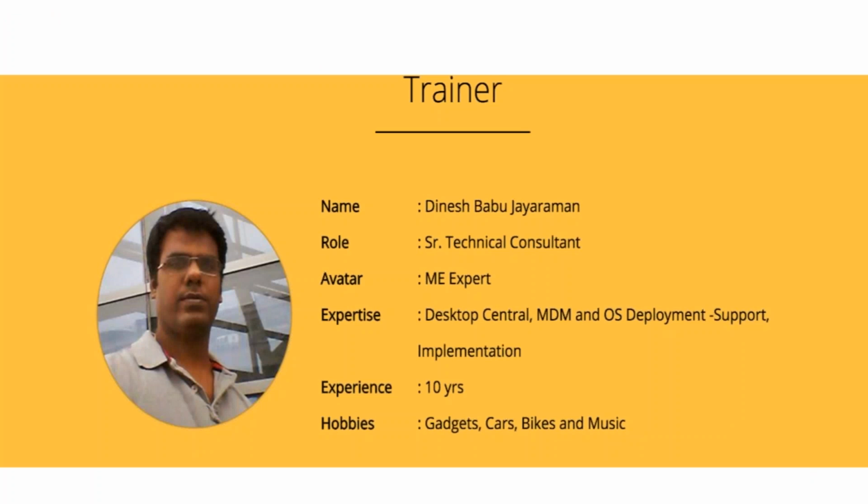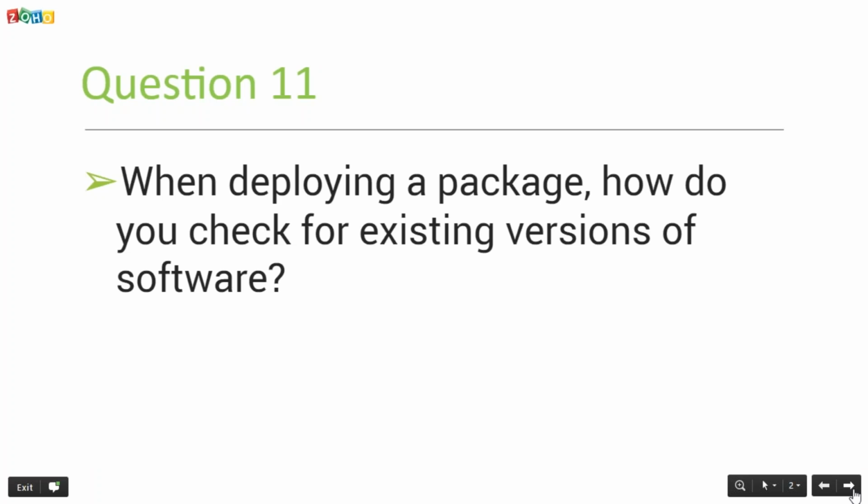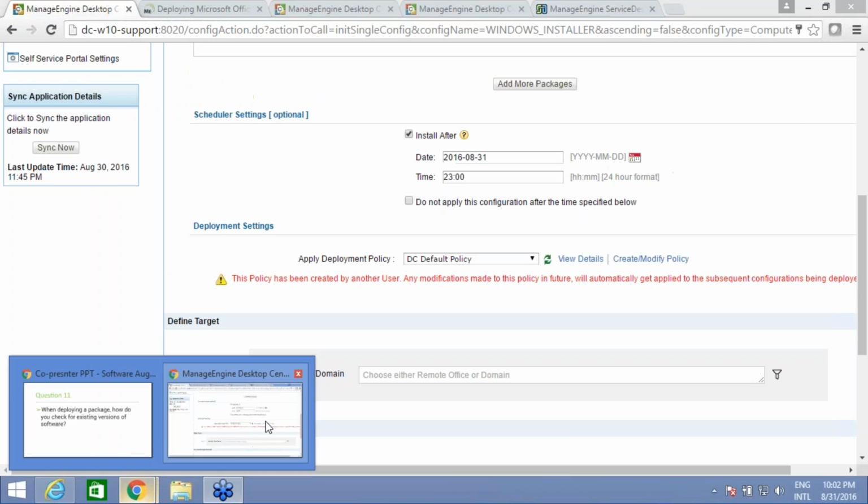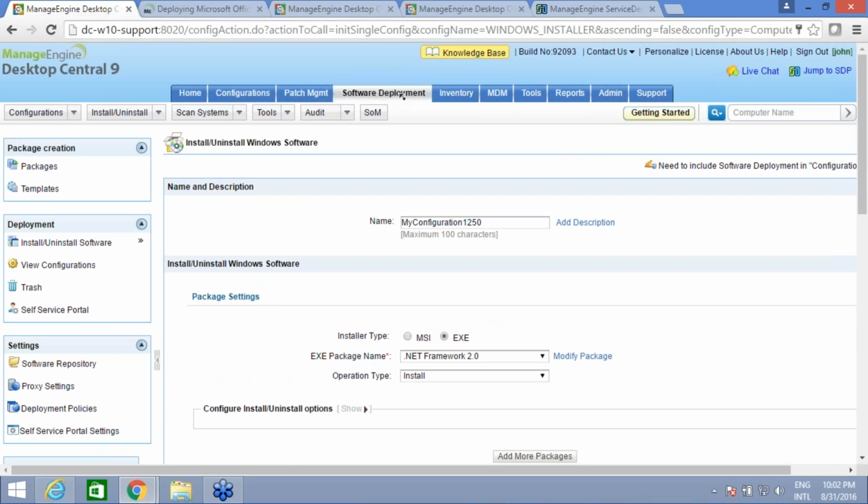Hello to everyone. I'm going to answer the questions raised during this webinar via chat. Question number 11: when deploying a package, how do you check for an existing version of software? Okay, so basically this is handled in the pre-deployment. When you are adding a package, you have an option to perform the pre-deployment. Let me explain with the help of the console.